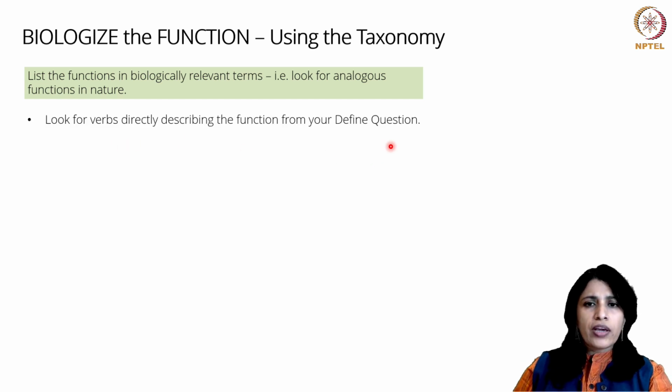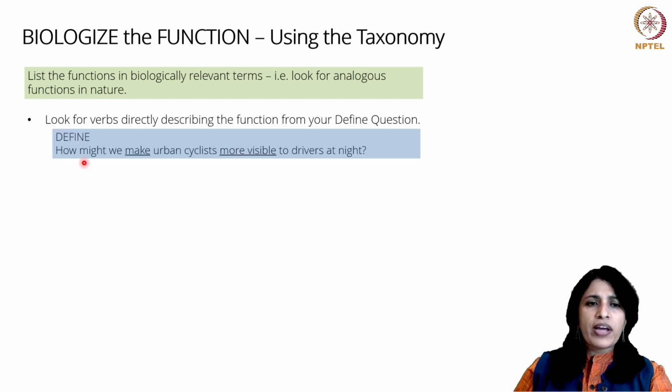For example, you take your defined question, which is how might we make urban cyclists more visible to drivers at night? And what do you do? You look at verbs that are describing the function. Remember, the function is how you do something. So therefore, it is an action. And the action here is making more visible. You need to look for functions that are similar in nature. And looking at making more visible, what could be similar functions in nature?